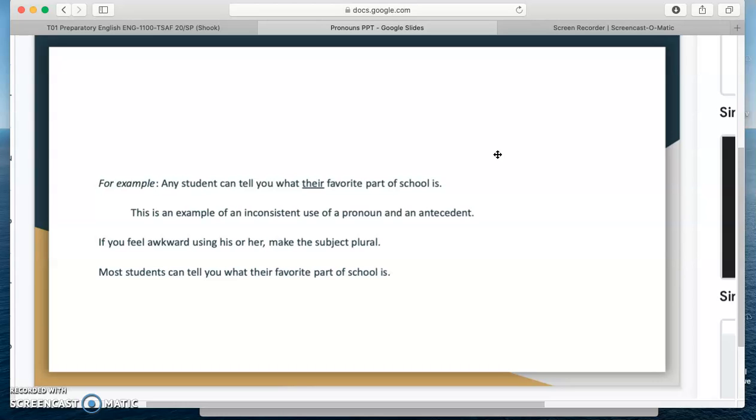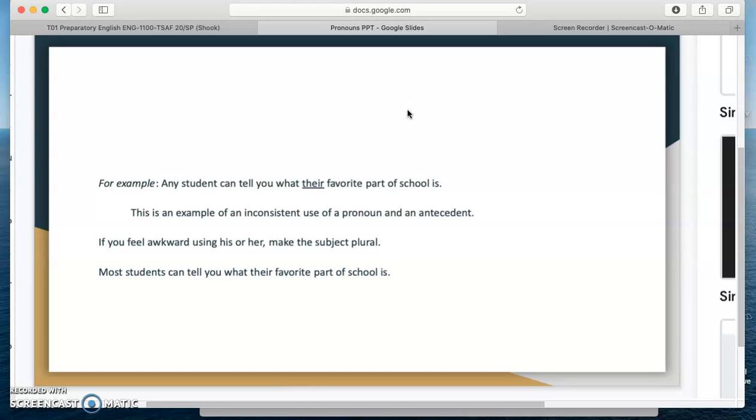More examples of pronoun antecedent agreements. If we look at the sentence, any student can tell you what their favorite part of school is, then we have an example of an inconsistent use of a pronoun and an antecedent. The noun student, the antecedent, does not match up with the pronoun because student is a singular noun, and their, again, as we discussed at the beginning of the year, for the purpose of this class, is a plural pronoun. Therefore, any student can tell you what their favorite part of school is an incorrect use of the pronoun and the antecedent because they do not match up.